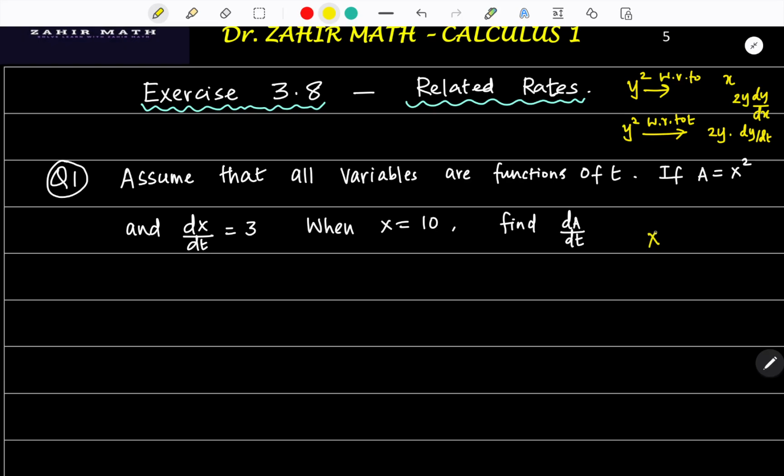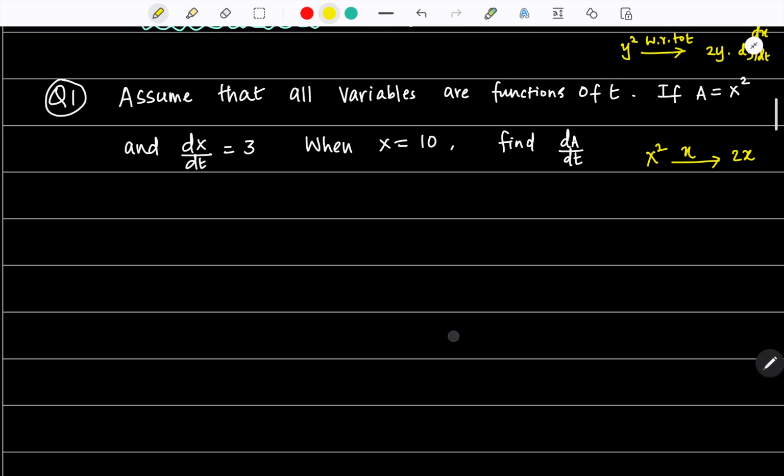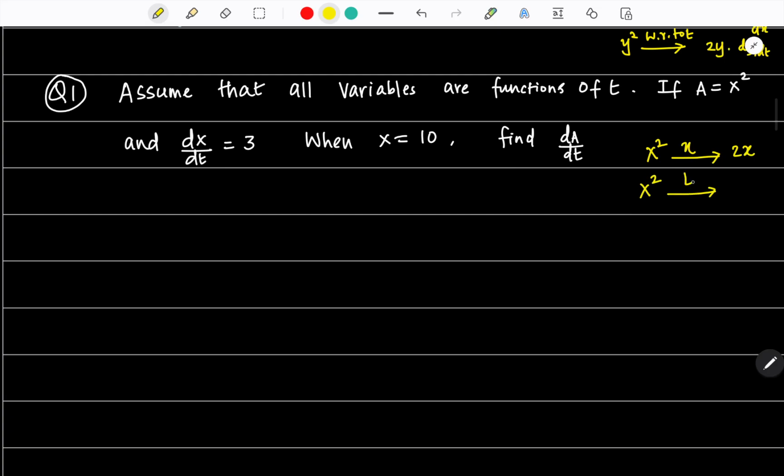The same idea: suppose you are differentiating x squared with respect to x. What is the answer? 2x. Suppose you differentiate x squared with respect to t. What is the answer? 2x dx by dt. This is very, very important. Keep in your mind. So x squared, when you differentiate with respect to t, you will get 2x dx by dt. One more example: x cubed. When you differentiate with respect to t, you will get what? 3x squared. This is up to x, you have done with respect to x. But the question is, with respect to t. So dx by dt. This you have to remember.